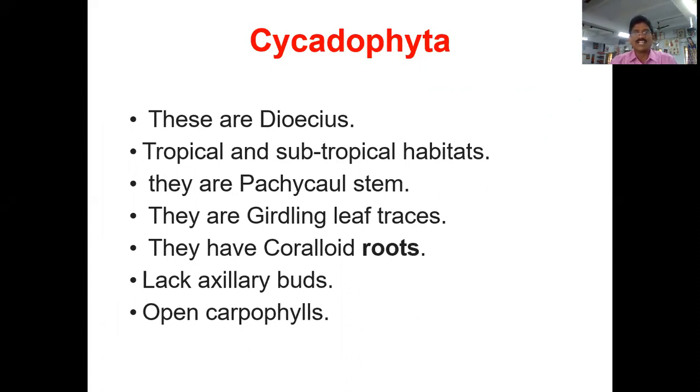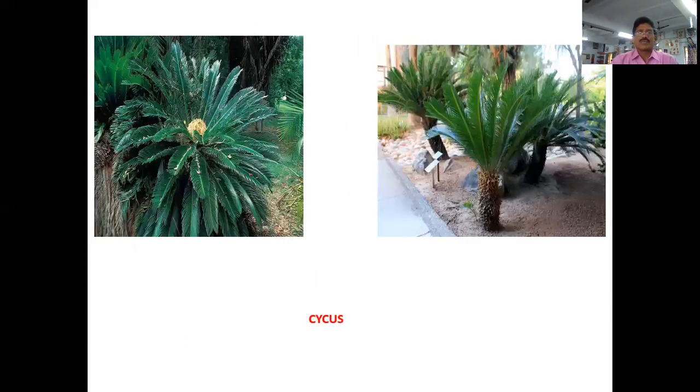They are girdling leaf traces. They have coralloid roots, lap of axial buds, and they can open carpels. So when you see the example of Cycas, this is a plant of Cycas. The plants you can also see naturally, they will go to normal conditions.